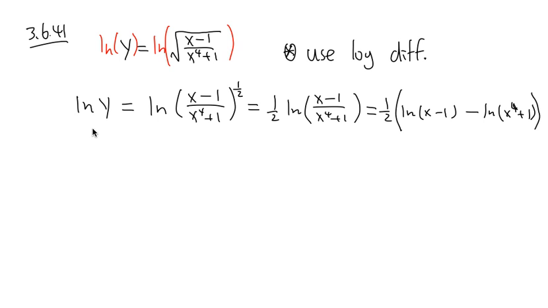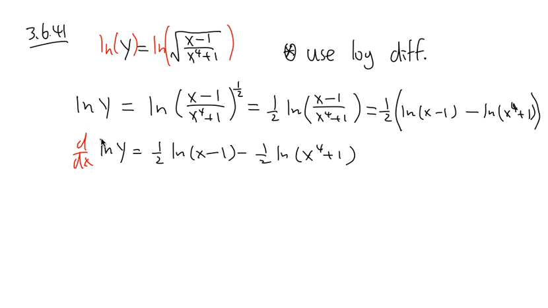And now, what we're saying is, my function is ln y is equal to this. And let me distribute 1/2 inside. So technically I have 1/2 ln of x minus 1, minus 1/2 ln of x to the 4 plus 1. And now we are ready to take the derivative.